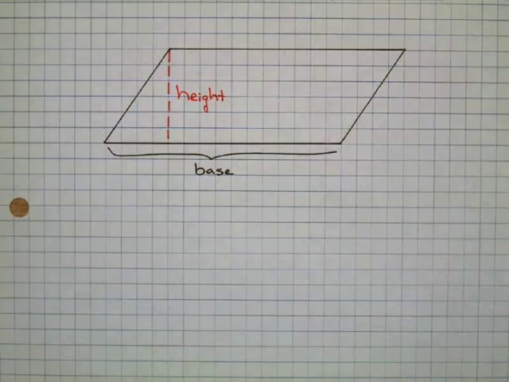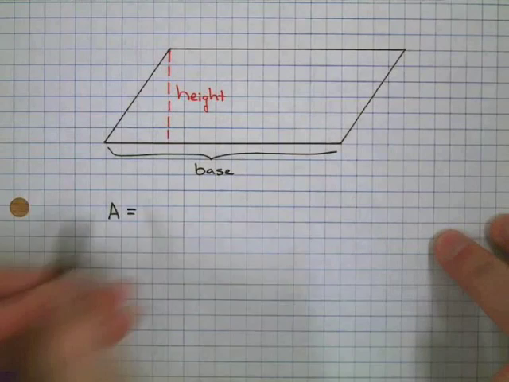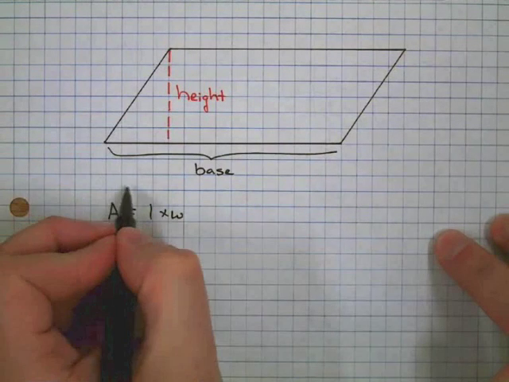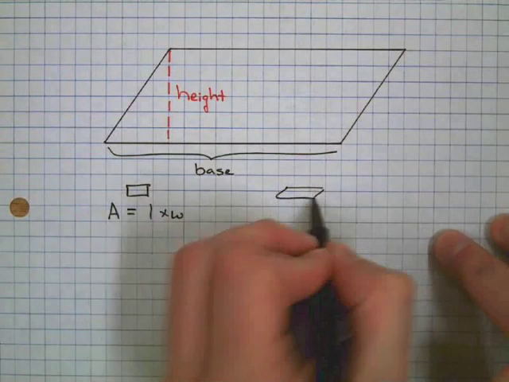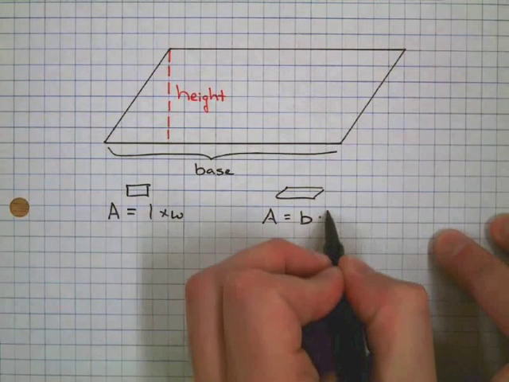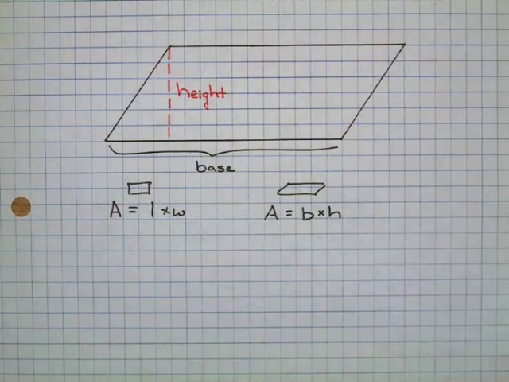And just like we did with a rectangle, area equaled length times width. For a parallelogram, so this is for a rectangle, for a parallelogram, area is going to equal base times height. So let's take a look at an example.